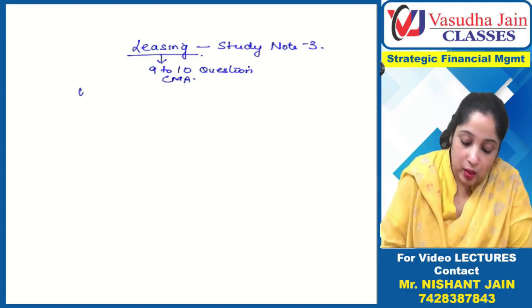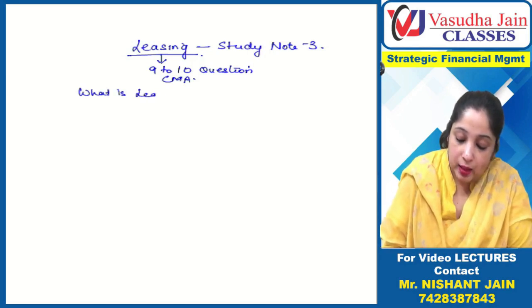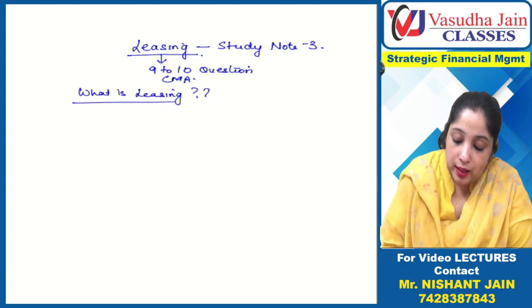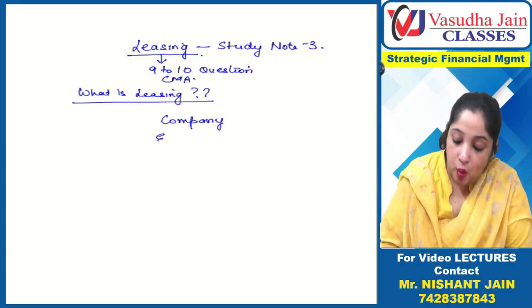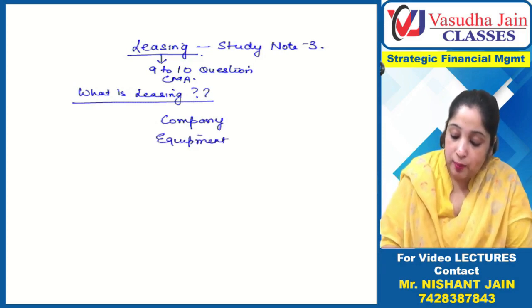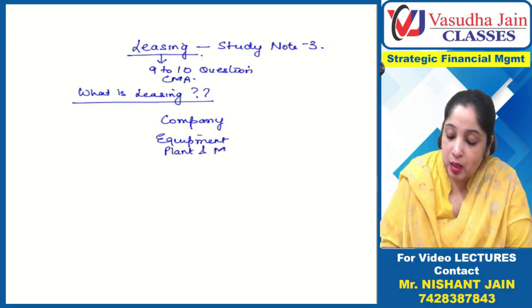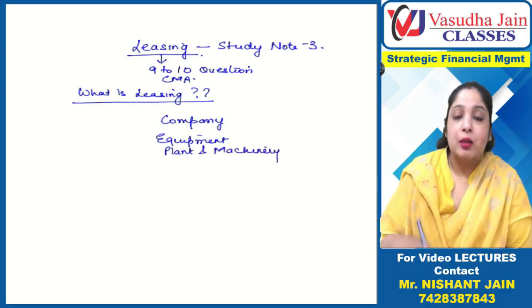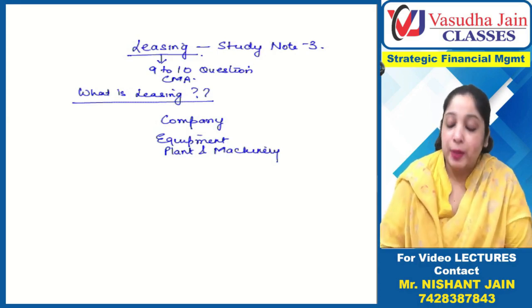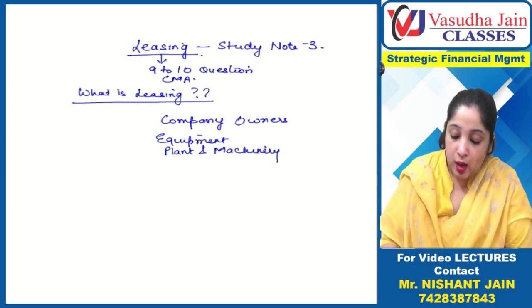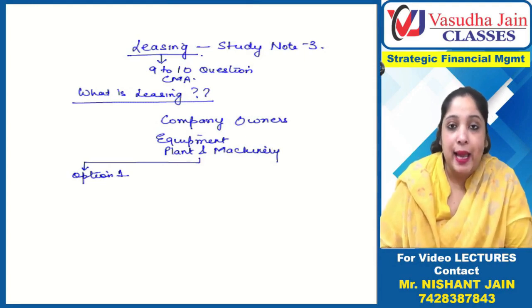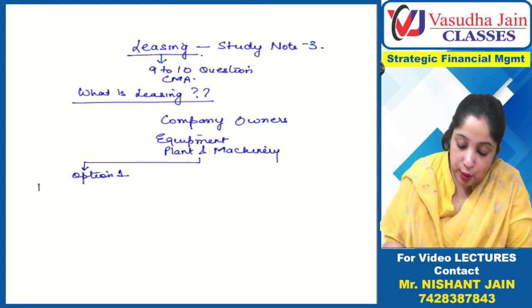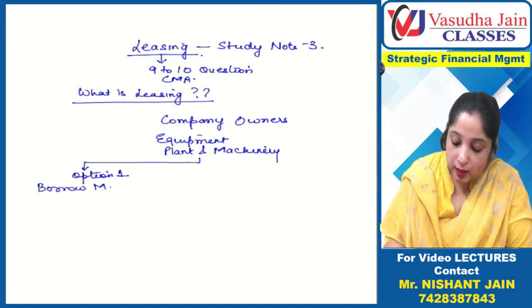Now what is leasing? Suppose you are running a company and you need an equipment, or let's say an asset, or plant and machinery. You need some machine. Your requirement is some equipment or machinery. Now as a company owner you have two options. First option is to borrow money and purchase the equipment.